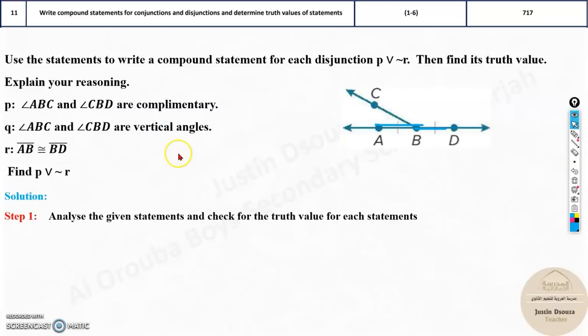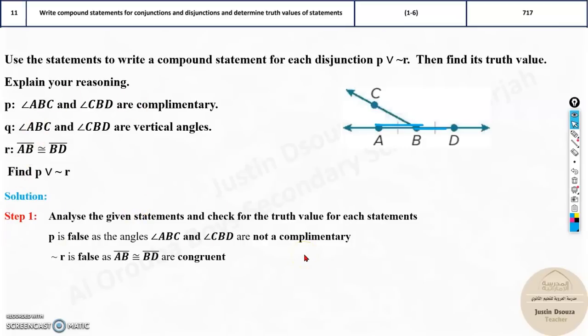So now then, let's analyze these statements. P is false. They have asked for P. It's not complementary. Absolutely false. Negation of R: R is true, AB and BD are equal, but they told negation. That means it's false. Now, what is the compound statement? If it is an or statement, you must remember both must be false in order for it to be false. Even if one is true, the compound statement is true.